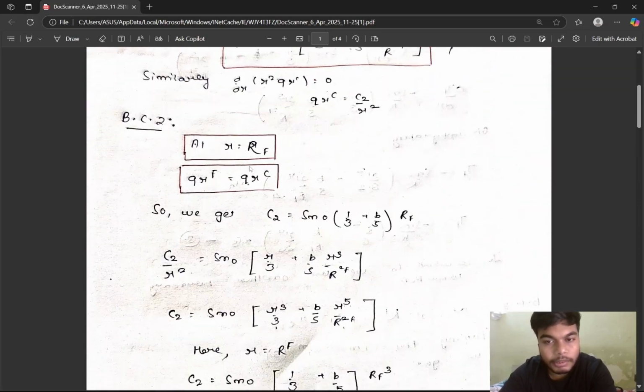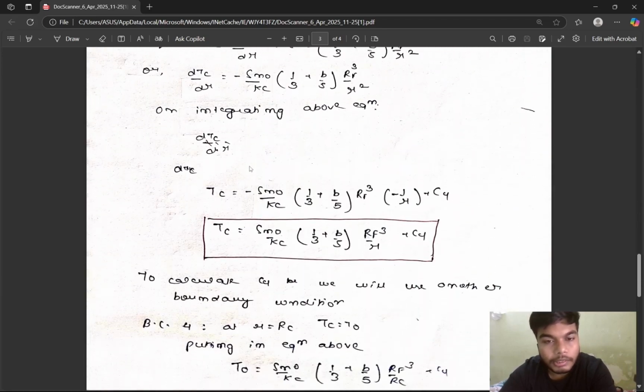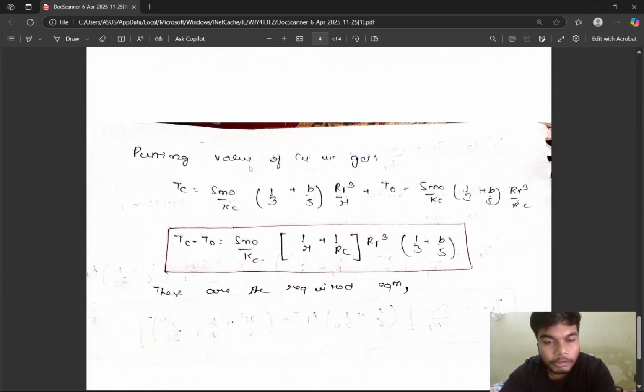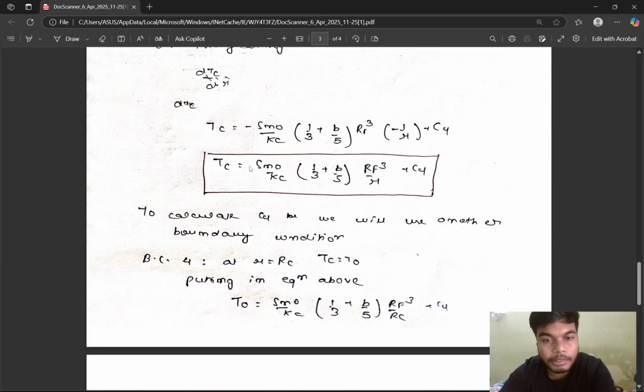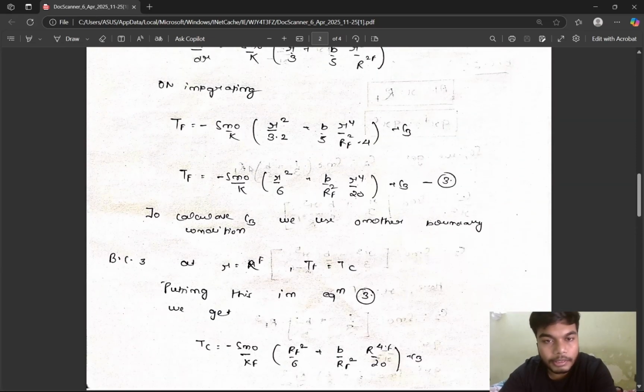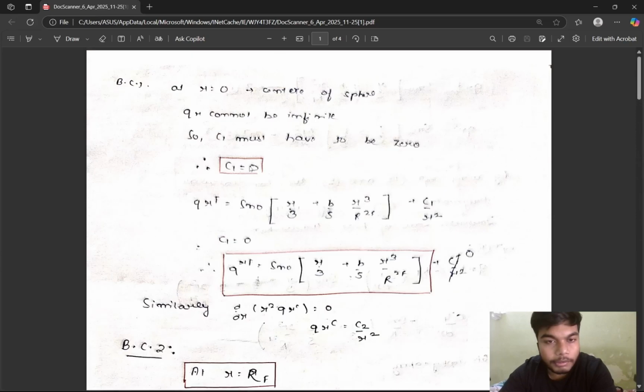These two are the required conditions for our question. We have solved everything, and we have discussed each and every temperature profile. Also, we have shown each and every step in detail by integrating and substituting every value.